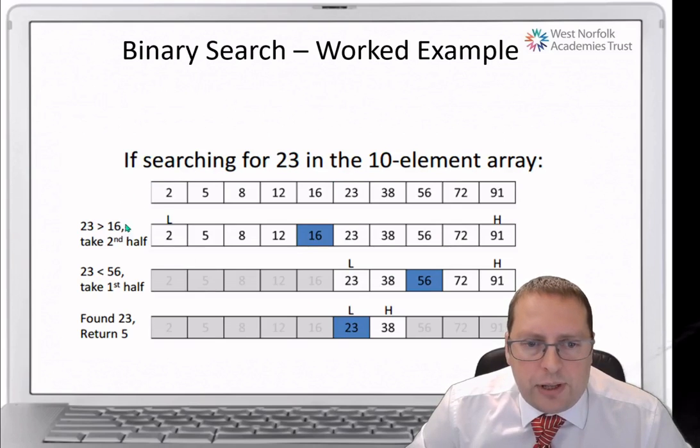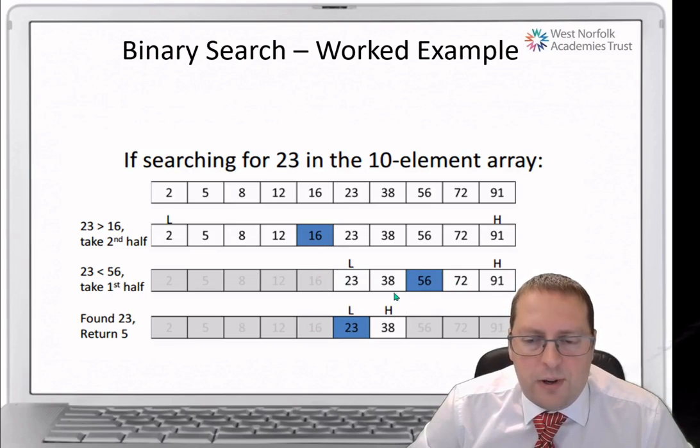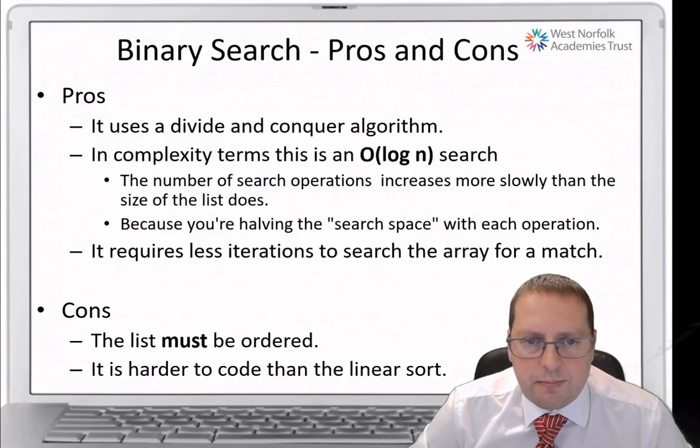So again, we've got an example here of looking for the number 23. We go to the middle item, which is 16. It's bigger than 16, so we can get rid of all of these. And then we look for the next item, which is 56. Again, we can get rid of the 56, 72 and 91. So we're left with 2 items to look for, and if you're in between 2, you go to the left hand side, and there it is. We've got the number 23. So again, that was found in 3 iterations.